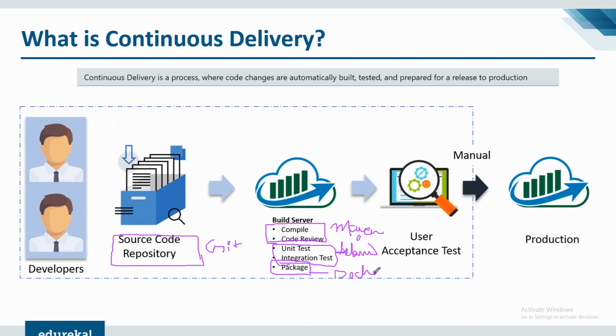And then we have to provide multiple UAT, right? We perform multiple user acceptance tests on top of it, right?